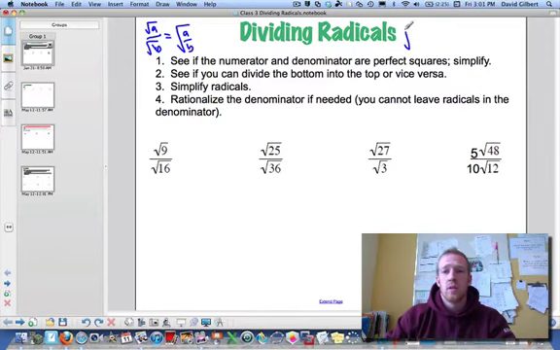Other times, you may have something like this, and it may be easier to make it the square root of a over the square root of b, like that. Then you can simplify the top and the bottom separately. So those are two ways to think of it.